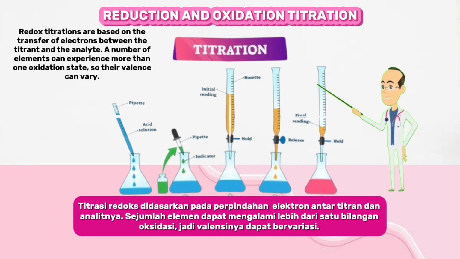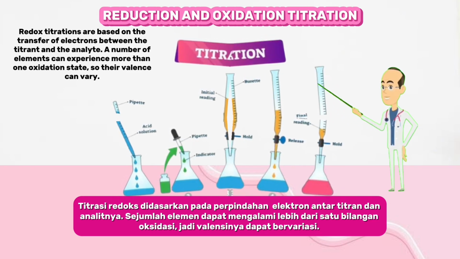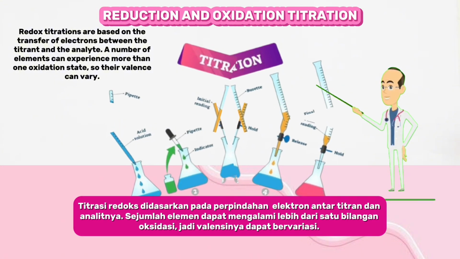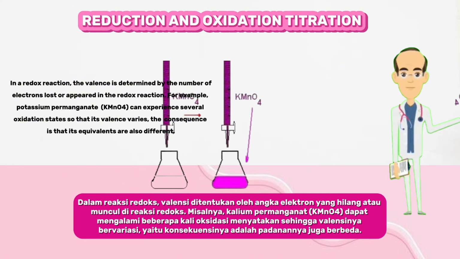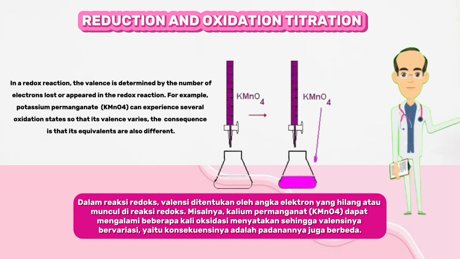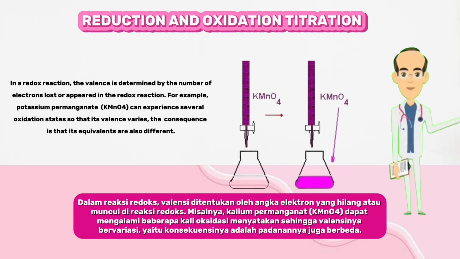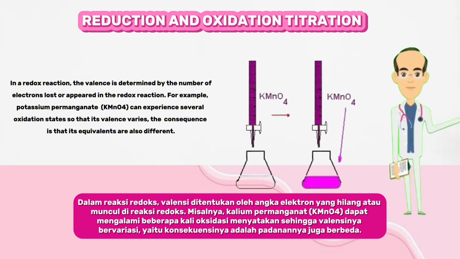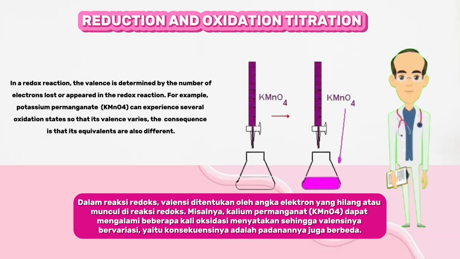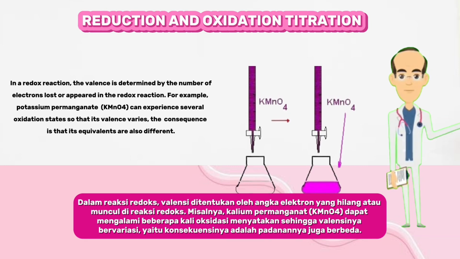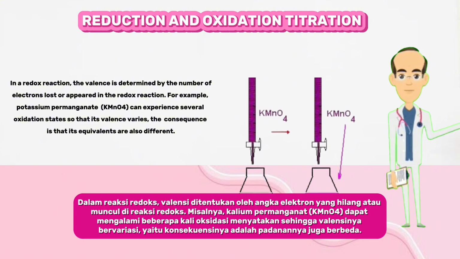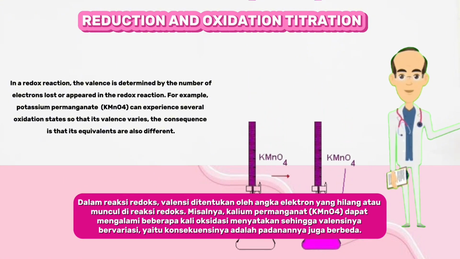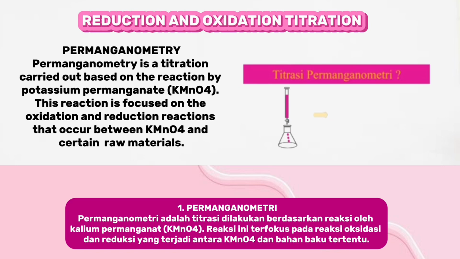A number of elements can experience more than one oxidation state, so their valence can vary. In a redox reaction, the valence is determined by the number of electrons lost or paired in the redox reaction. For example, potassium permanganate, KMnO4, can experience several oxidation states so that its valence varies. The consequence is that its equivalents are also different. There are several types of redox titration. The types are as follows.